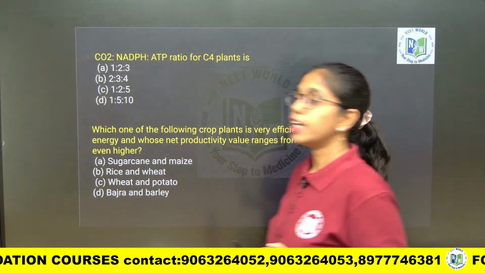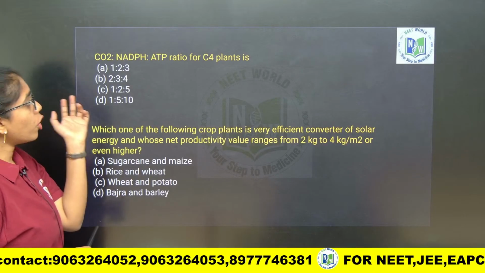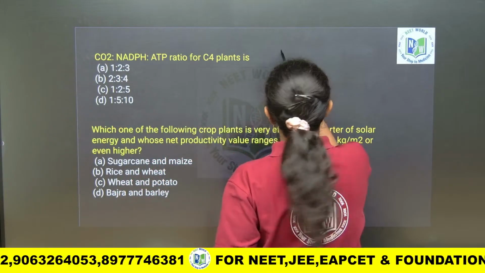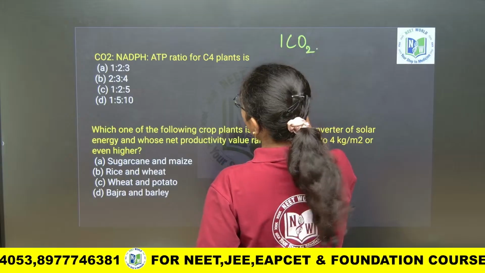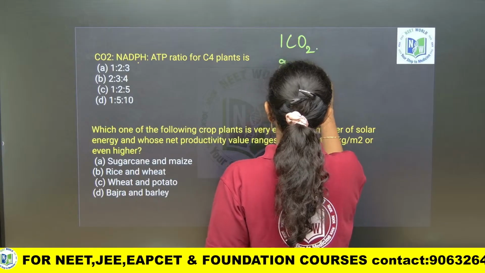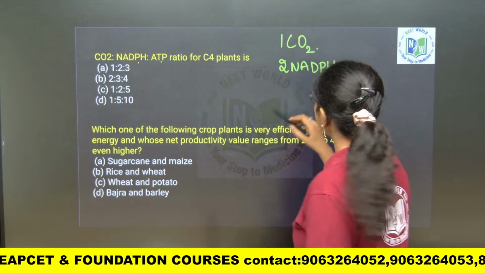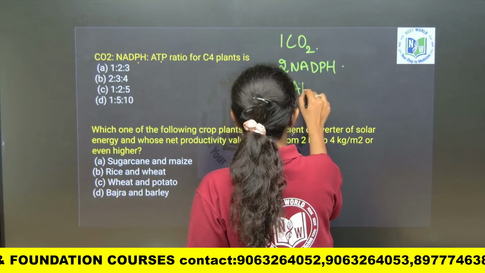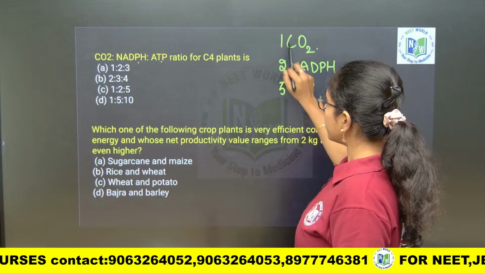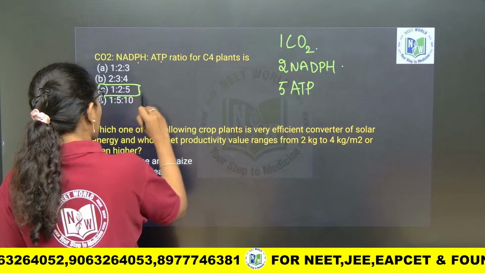Carbon dioxide, NADPH and ATP. This ratio he is asking in C4 plants. In C4 plants, let us suppose for 1 carbon dioxide, of course, how much NADPH is required, ma? Same, 2 NADPH as you see in the C3 cycle, okay? And ATP it is 5 ATP on total, right? 5 ATP are required. So when you have to take the ratio for carbon dioxide, NADPH and ATP, it will be 1:2:5. It is as simple as it is.